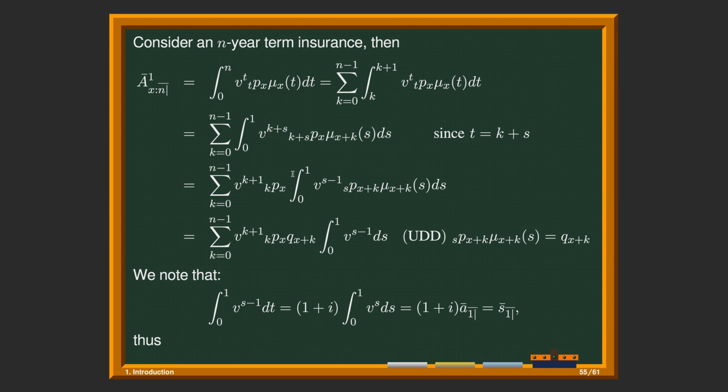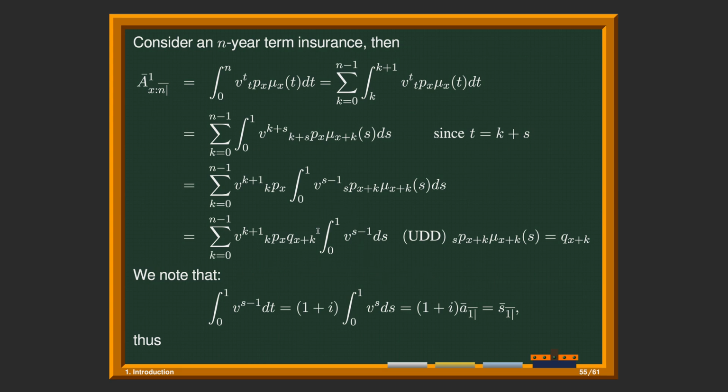And then we know that s is fractional, so we can use a fractional age assumption for this. And if we assume UDD, UDD tells us that spx plus k times mu sub x plus k of s is actually qx plus k. So this whole thing can be replaced by qx plus k, which is also independent of s, so we can take that out. So we end up with this expression.